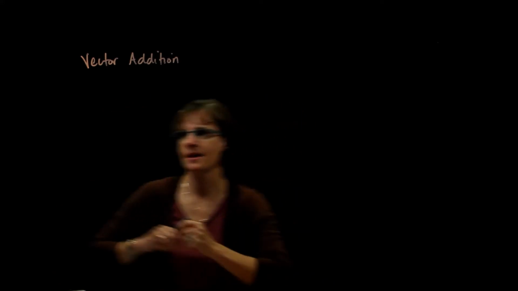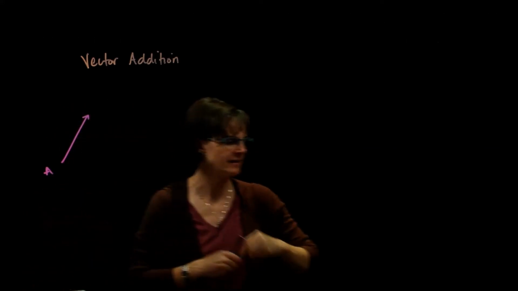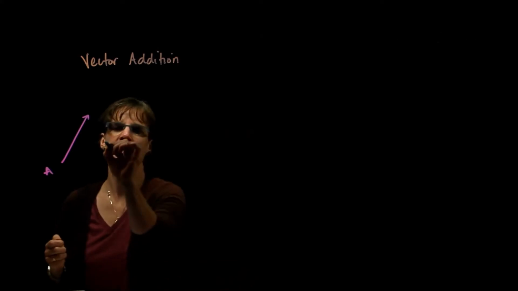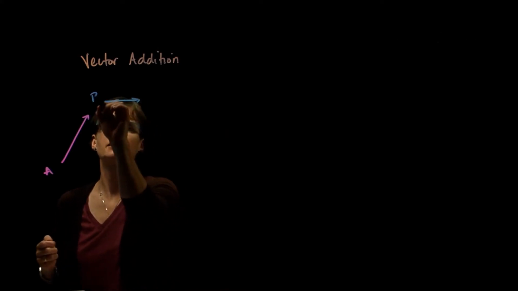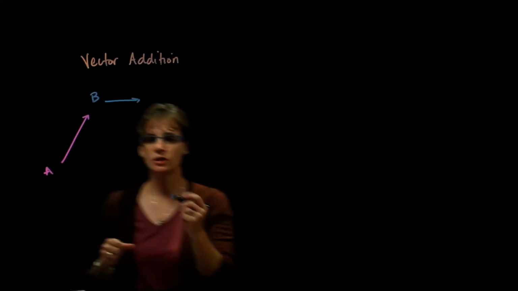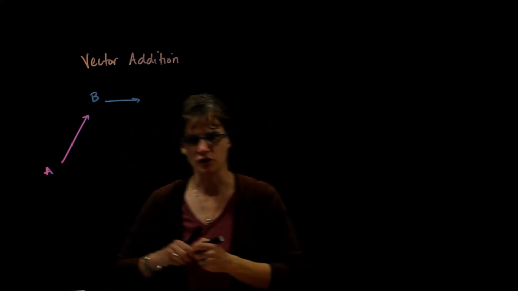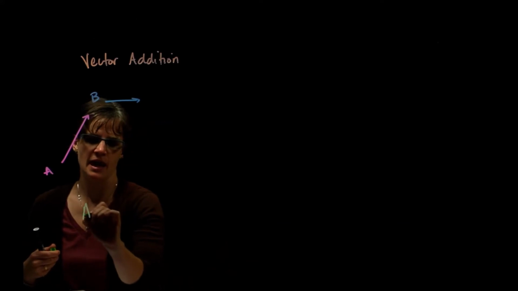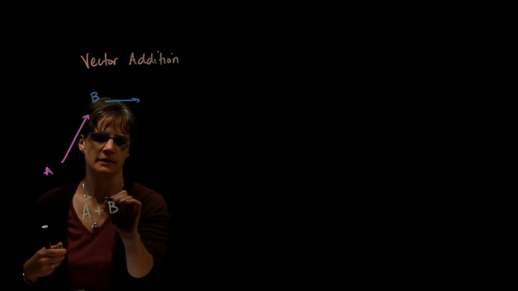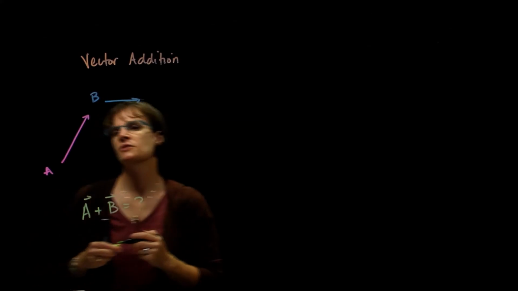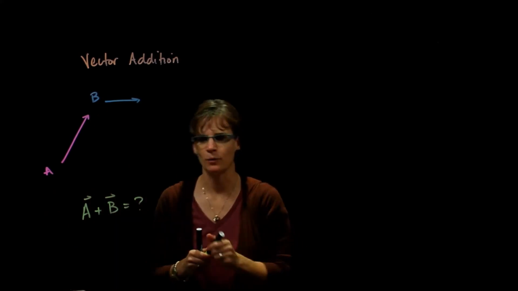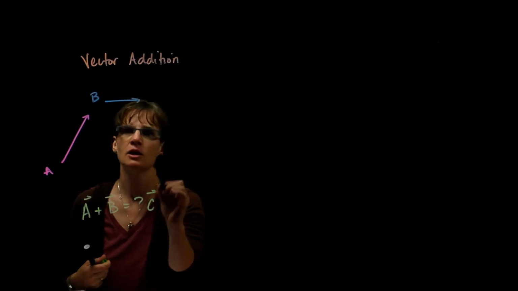Okay, so let's say we have two vectors, vector A, and it has a certain length and direction. It's represented like that. And then we have vector B, and let's say vector B is represented like that. And we want to look at the resultant vector, the sum of the vectors A plus B. So how does that look pictorially? What does this vector C look like?